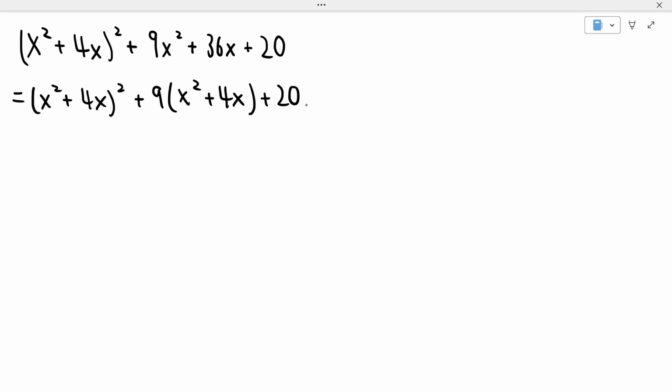When we do that, you'll see that we now have another x squared plus 4x in brackets. So this means we can substitute u equals x squared plus 4x. So if u is equal to x squared plus 4x, then this expression is just equal to u squared plus 9u plus 20, because we substitute u whenever we see an x squared plus 4x.